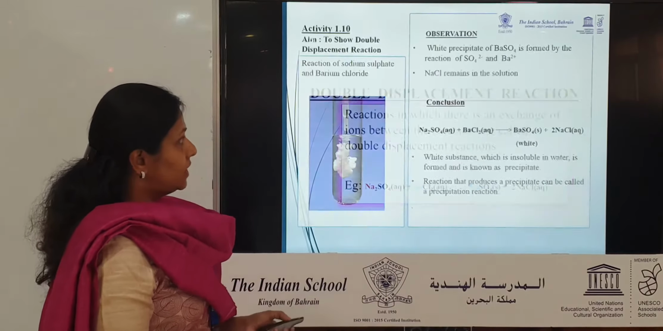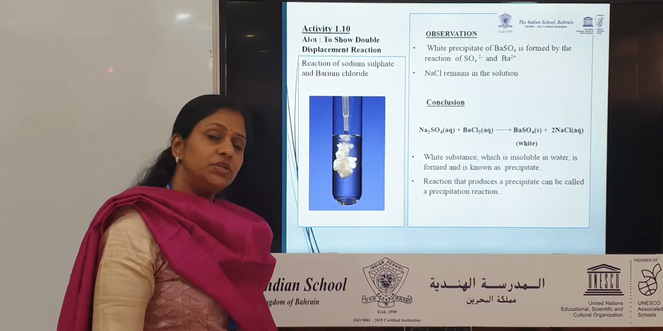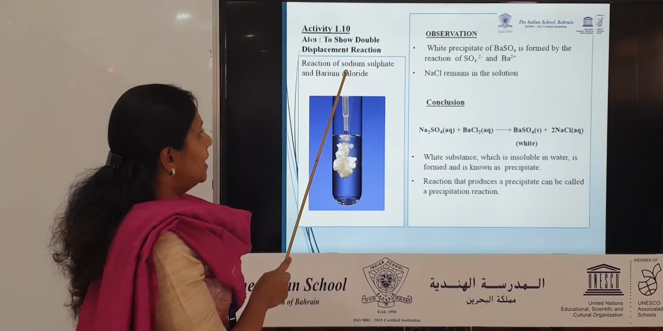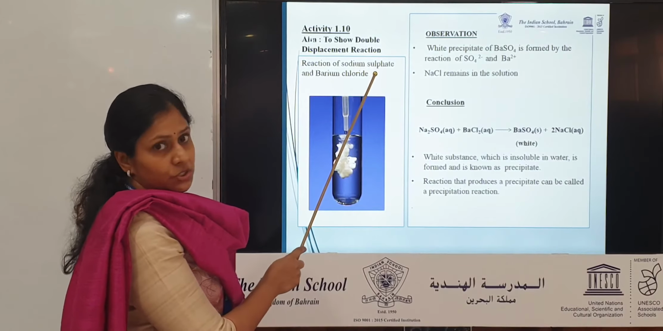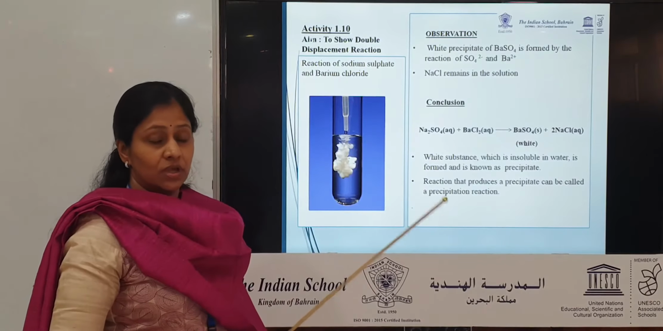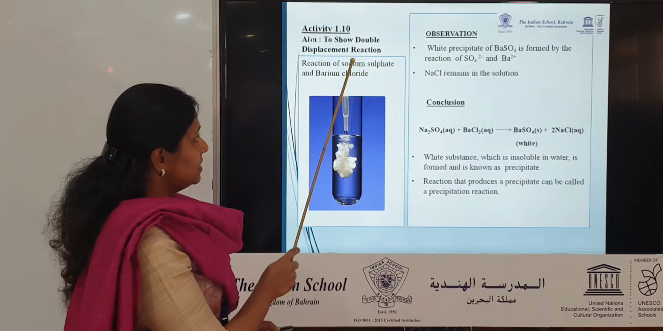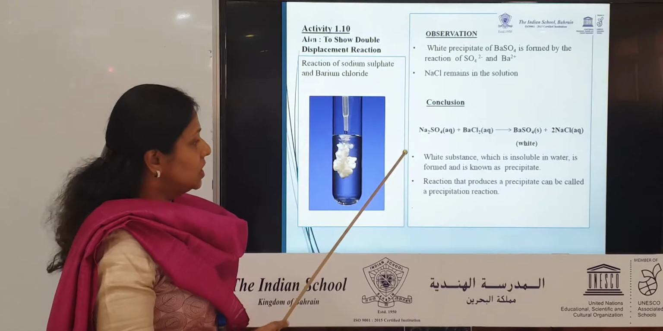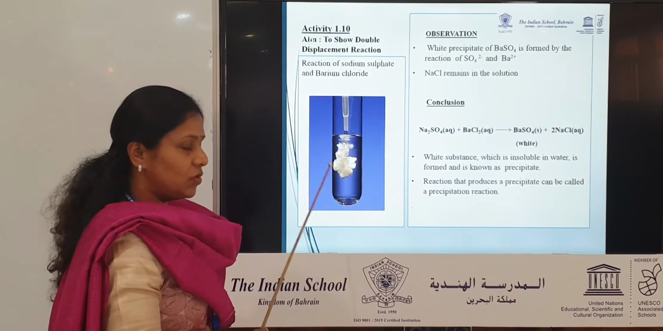Let us see this with an activity. This is the activity for that. For this activity you need 2 test tubes. Then you need a sodium sulfate solution and barium chloride solution. Take 3 ml of sodium sulfate solution in a test tube and 3 ml of barium chloride in another test tube. Mix it. Before mixing, you can note down the color. Before mixing, you can see that sodium sulfate is colorless and barium chloride is also colorless. After mixing, you can see a white precipitate has formed here.